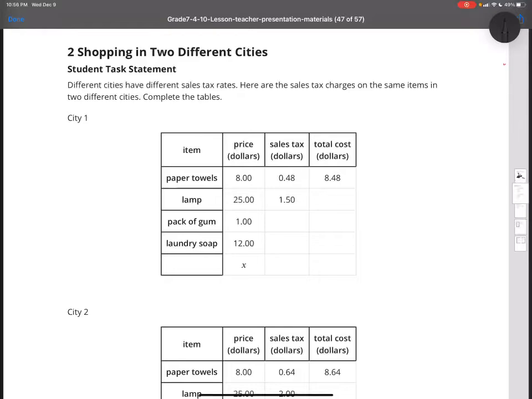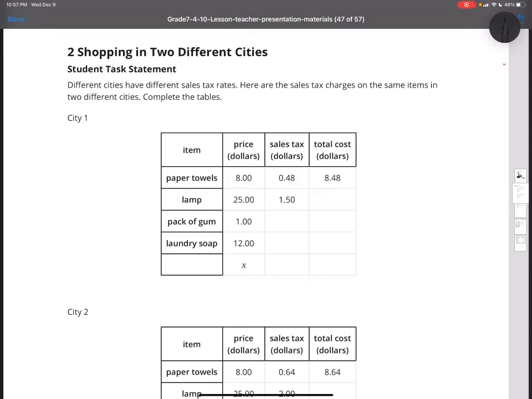Right, guys, let's look at the second student task statement called shopping in two different cities. Two different cities have sales tax rates. Here are the sales tax charges on the same items in two different cities. Compare the tables. You've worked with these tables in Unit 2 and even in Unit 3, and now these tables reappear in Unit 4.